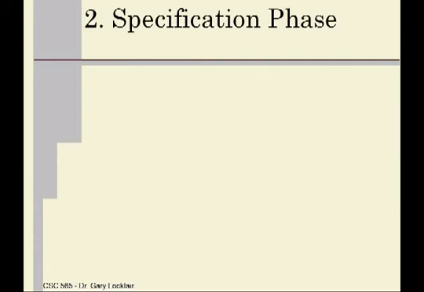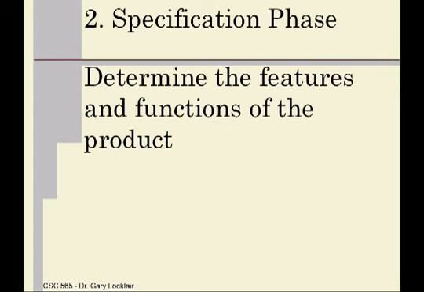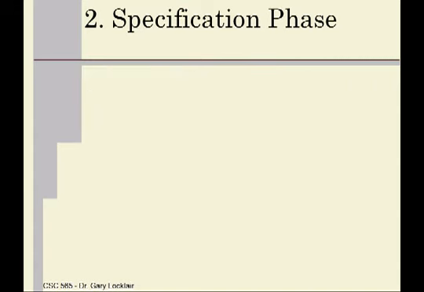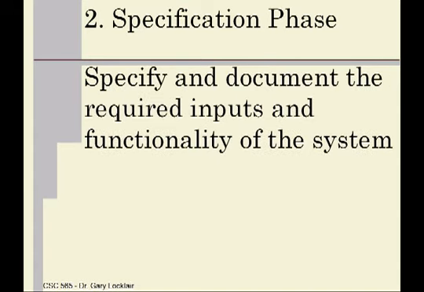First phase, requirements phase. Second phase in the system development life cycle is the specification phase. The specification phase is where you're going to determine the features and the specification, here, this is what I want. The specification phase is where you're going to specify and document the required inputs and the functionality of the system.